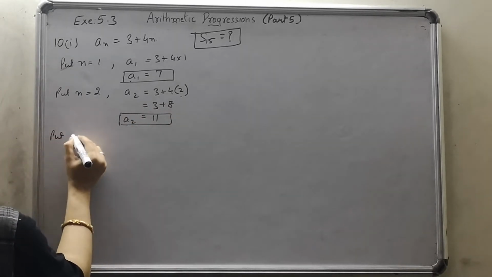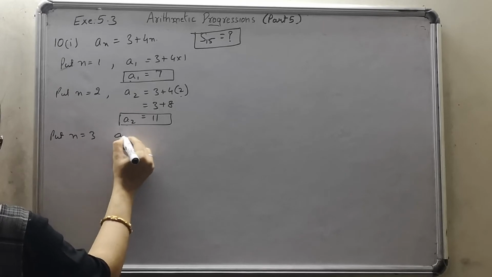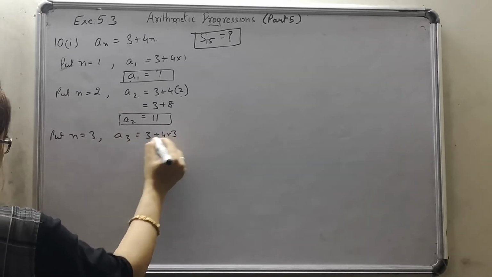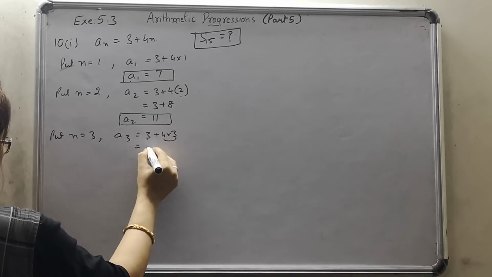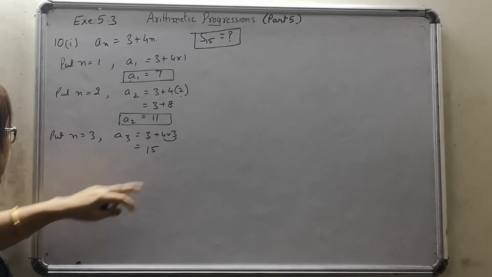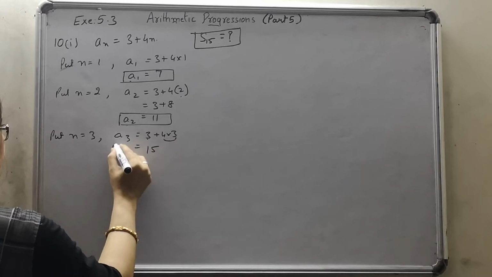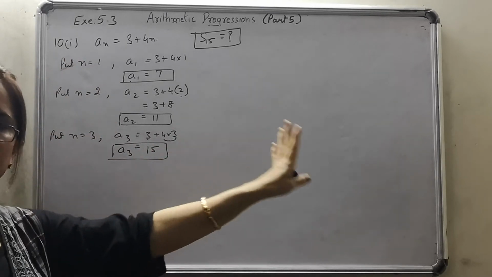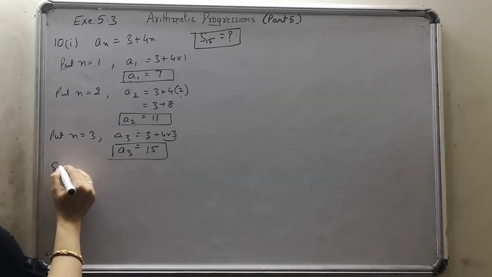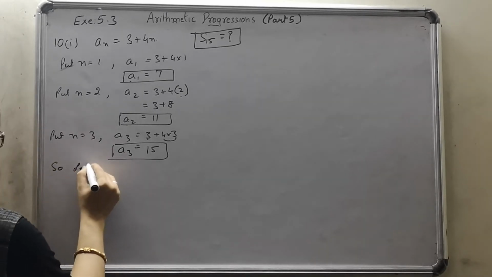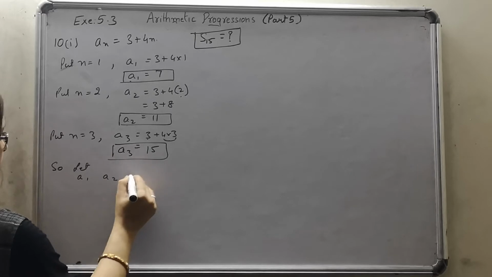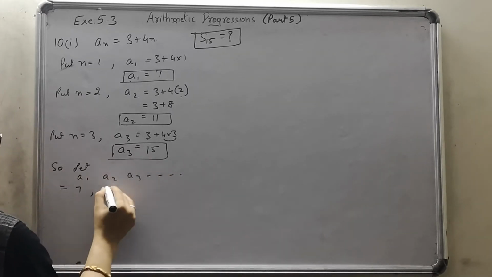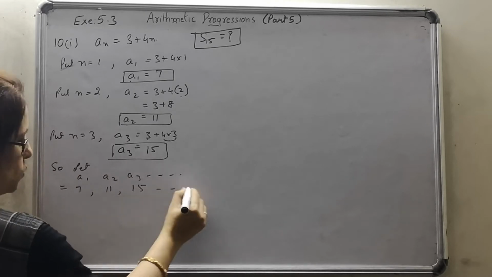Then put N is equal to 3. A3 will be 3 plus 4 into 3. 4 threes are 12, 12 plus 3 is 15. So our A3 is 15. I have the first 3 terms now and I can give the AP numeric values. So let A1, A2, A3 and so on be equal to 7, 11, 15 and so on.